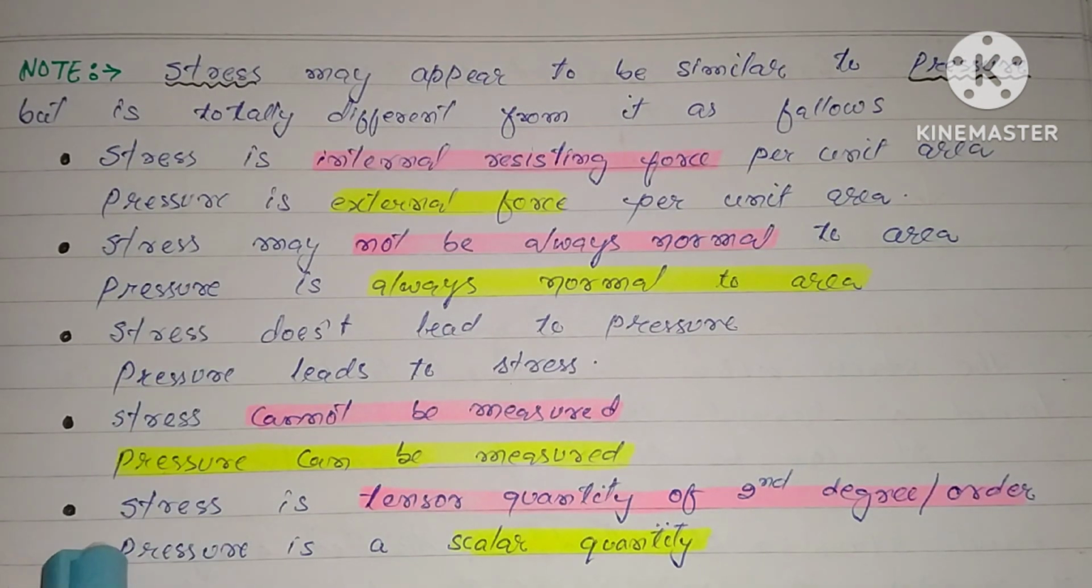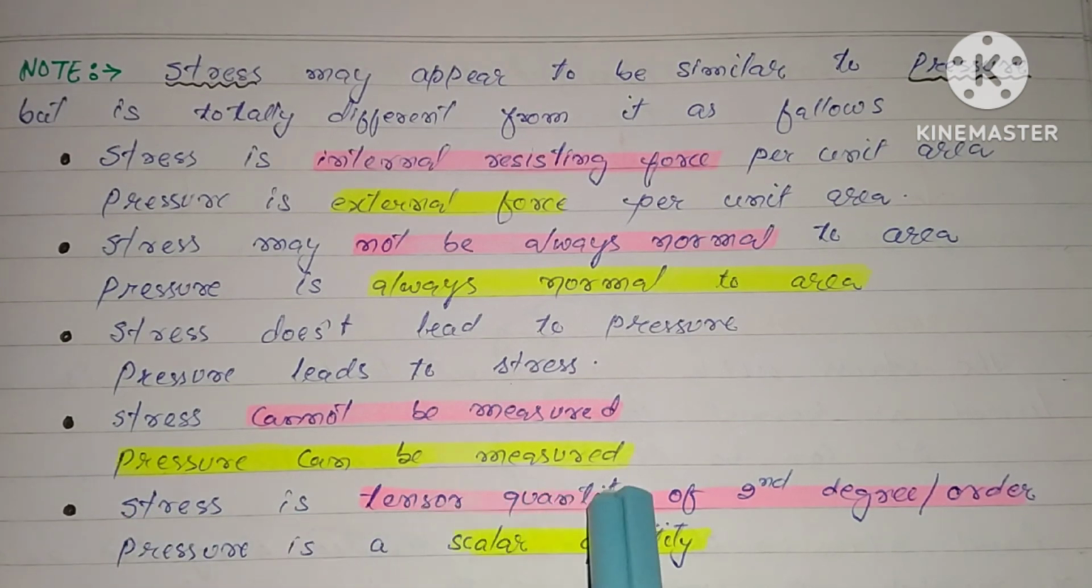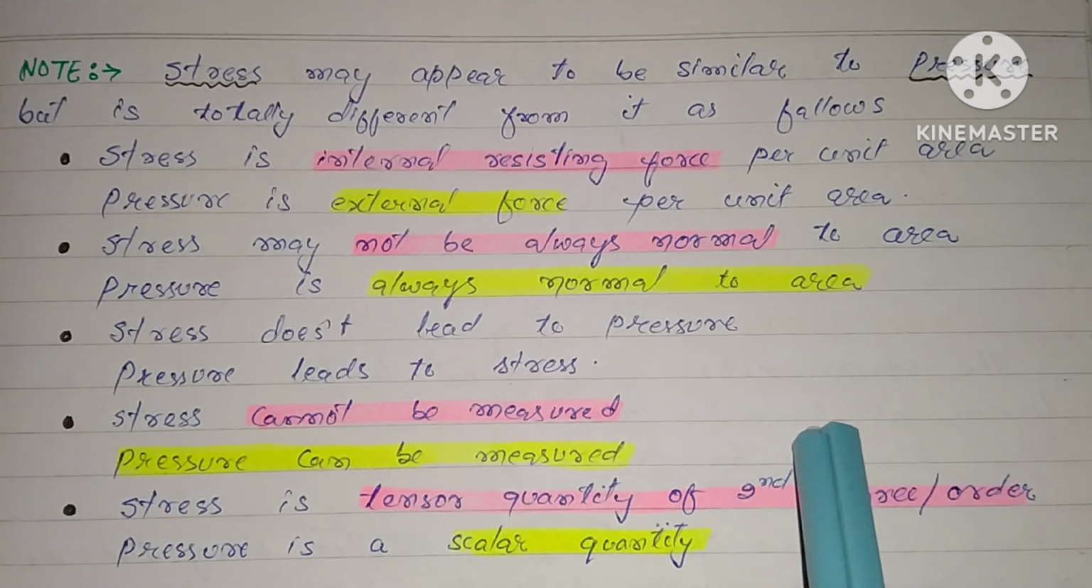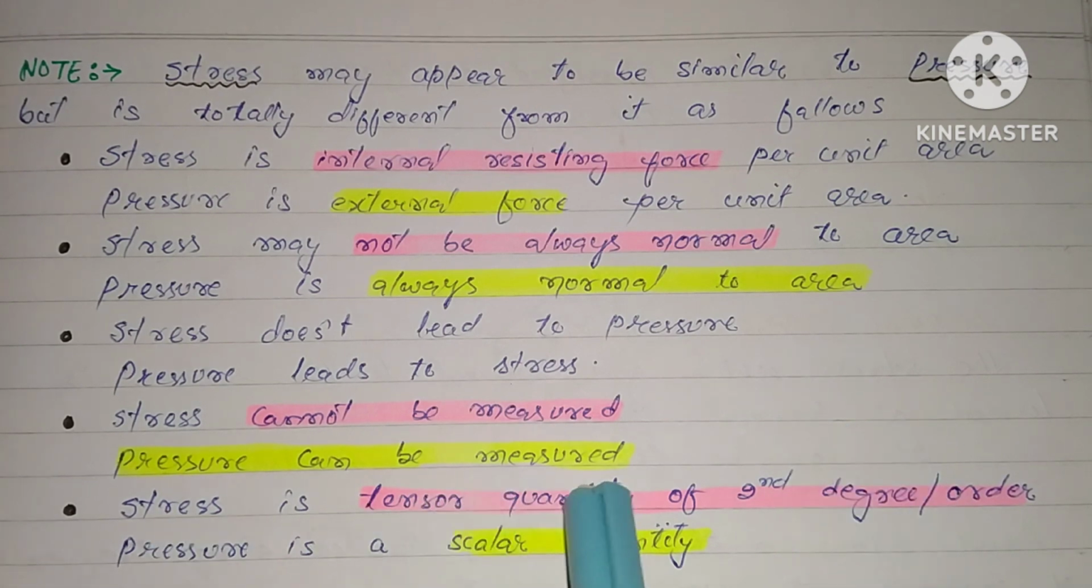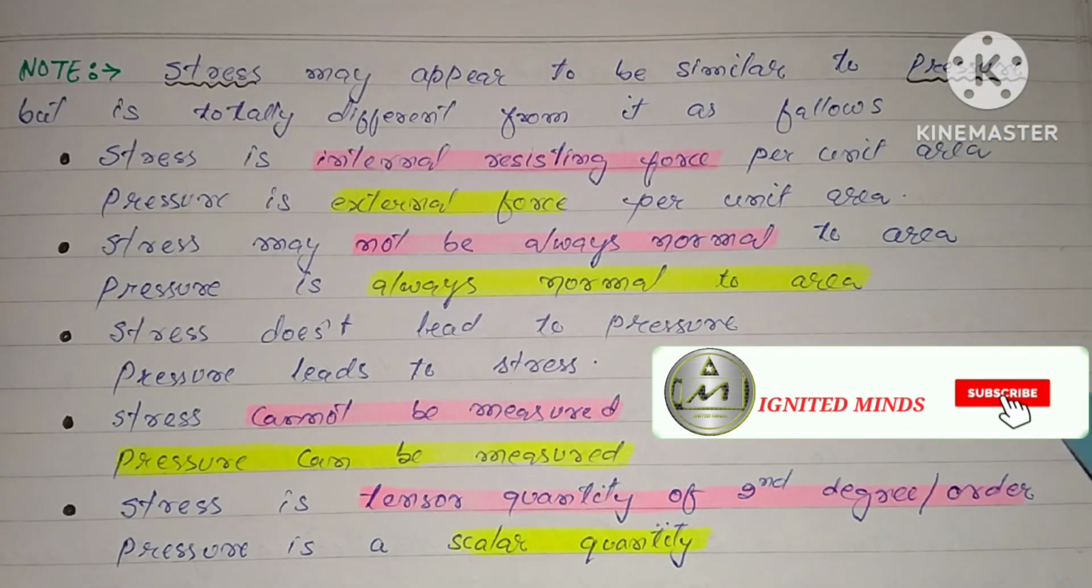The last difference is that stress is a tensor quantity of second degree or second order, and the pressure is a scalar quantity. Scalar quantity is also a tensor quantity, but its order and degree is 0. So the pressure is a tensor of 0 order or 0 degree, and the stress is a tensor quantity of second order or second degree. Therefore the stress has magnitude, and we have to mention two directions, that is x and y. So the stress is a tensor quantity and the pressure is a scalar quantity. These are the differences between the pressure and the stress.